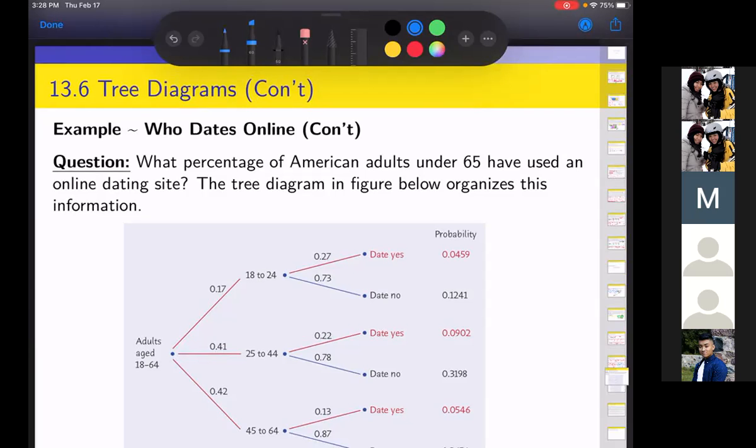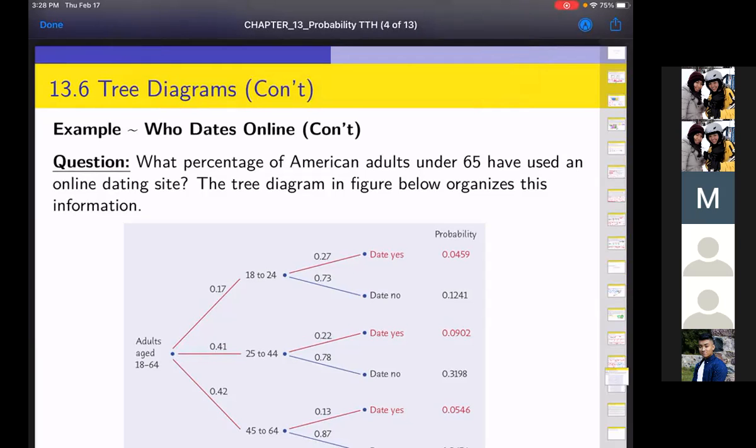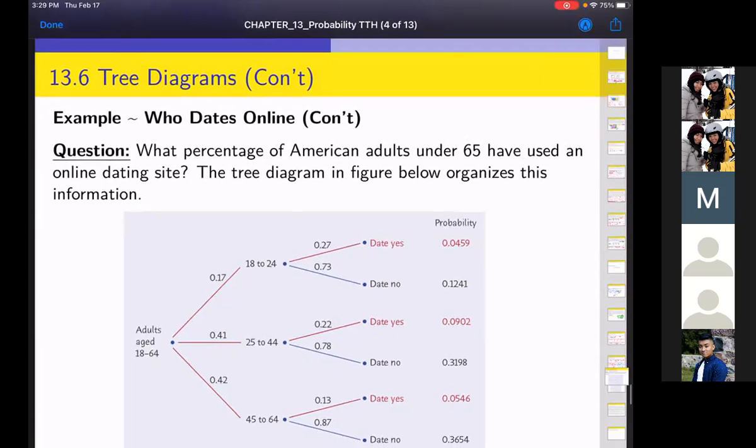Just kind of like when you did completely randomized designs, remember those? Kind of like that. So under 65, branch out the three groups. And within each group, either they date or they don't. Either they use online dating or they don't use online dating, right? So those are the branches. And now you plug in the numbers.